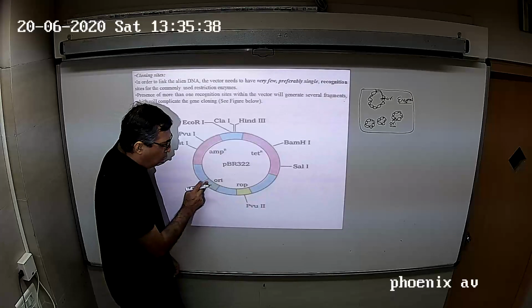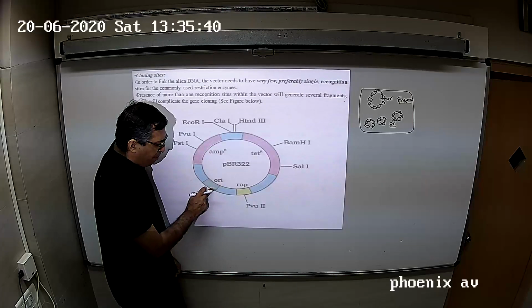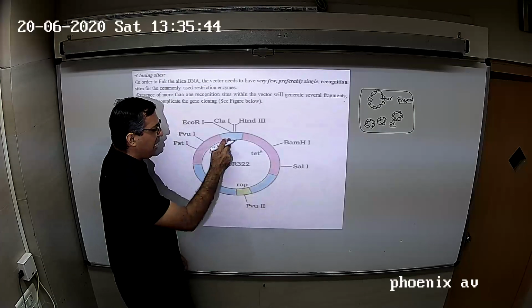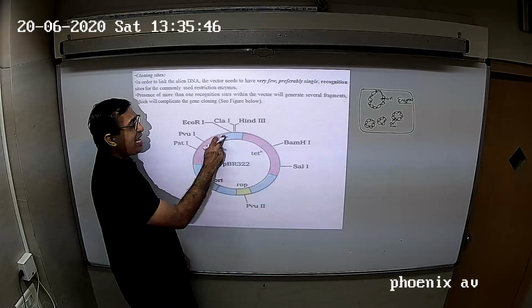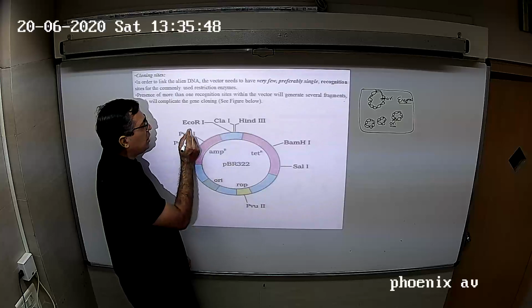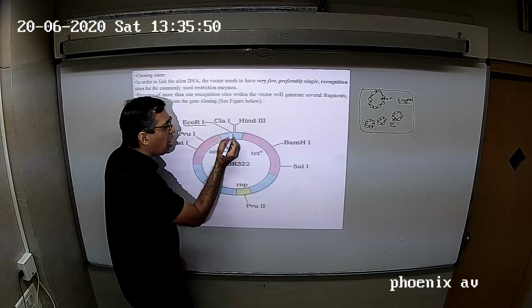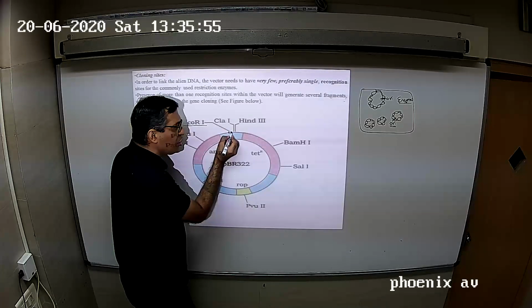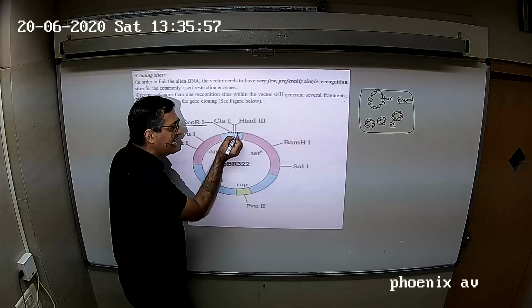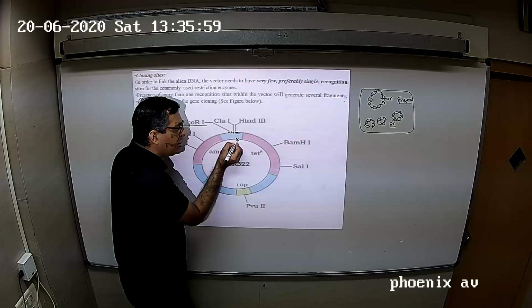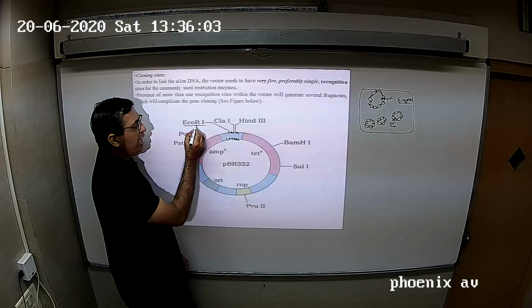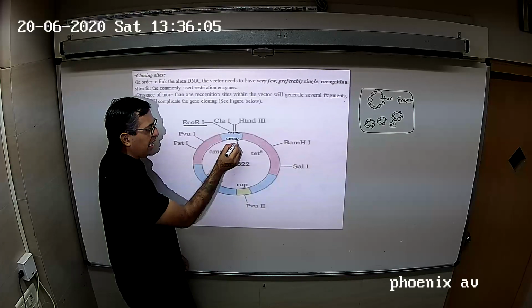It has the ori, which is the origin of replication, and it has in its plasmid lots of recognition sites. So here we have the recognition site of EcoR1. If you remember, what is the EcoR1 recognition site? GAATTC, and here also there is GAATTC. And similarly, the EcoR1 recognition site is this.